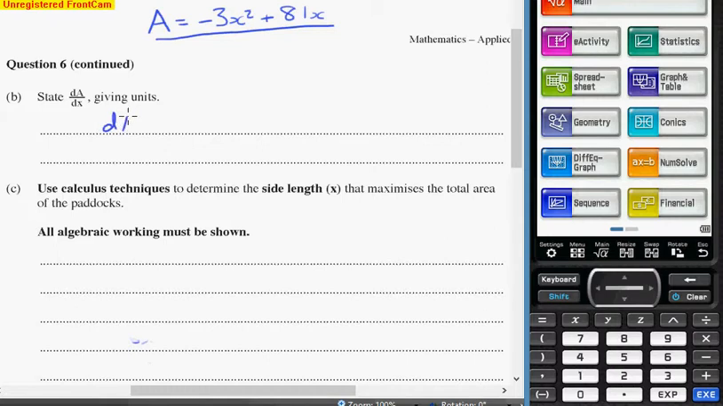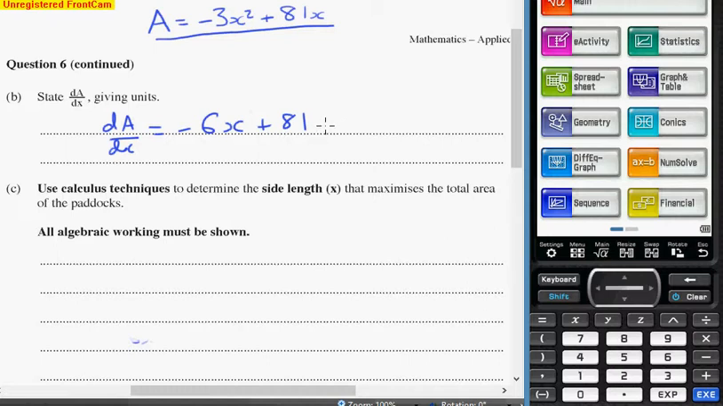So we have dA over dx, and we differentiate that. The 2 comes to the front, we get negative 2 times that lot, so we get negative 6x to the power 1 less, and 81x, the same thing, and you end up with 81. And if you're not comfortable differentiating, use your calculator's differentiating button. You can get it to do it for you.